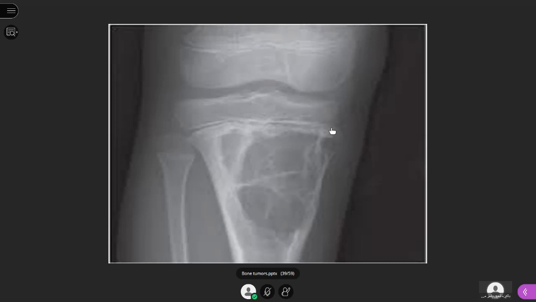How will you differentiate? What is the next investigation? Next investigation is not bone biopsy. Why? Because bone biopsy is contraindicated in aneurysmal bone cyst. Why is it contraindicated? Because the name indicates aneurysmal bone cyst, it's a lesion having multiple aneurysms, multiple dilatations of the blood vessels. So if anyone does a biopsy, it can lead to fatal bleeding. It can lead to catastrophic bleeding. So you will not do a biopsy, rather you will confirm your diagnosis with the help of MRI.